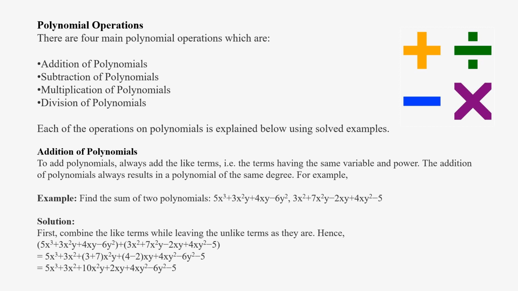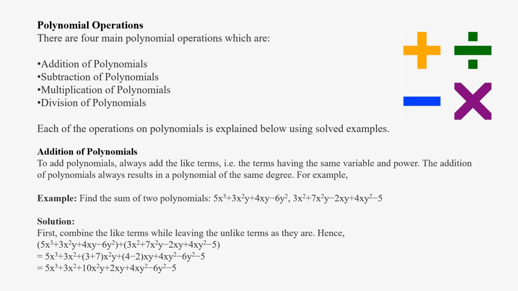Okay, so how to solve it? You have two polynomials, just add them. You can also make a bracket around the two polynomials, and then show that you are giving an addition. Okay, so first combine the like terms, while leaving the unlike terms as they are. So it means you have two polynomials, and you are going to make an addition. We are going to make a sum of these expressions.